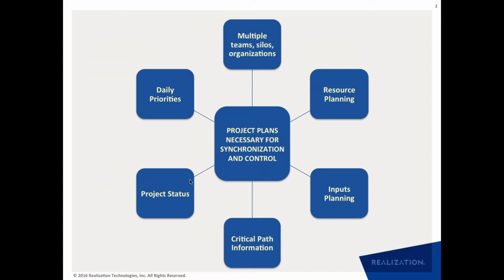The information that comes out of a project plan is that you get information about the resource plans, and you get information about the inputs that you need so that you can plan those inputs to arrive on time. You get critical path information about the project so that you can understand how long the project will take and how to shorten the project timelines. Using the critical path information, you also get project status in execution. And again, using the same critical path information, you can also derive the daily priorities by looking at which tasks are most critical and need to be done first, and so on.